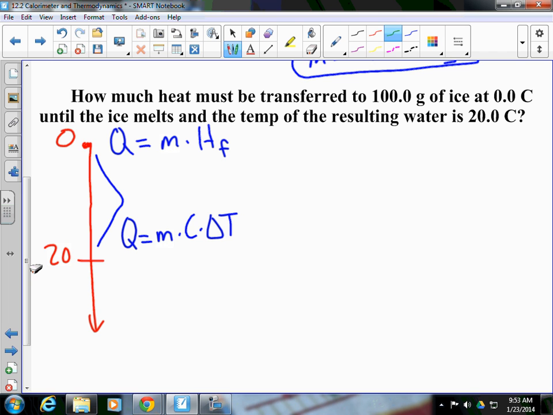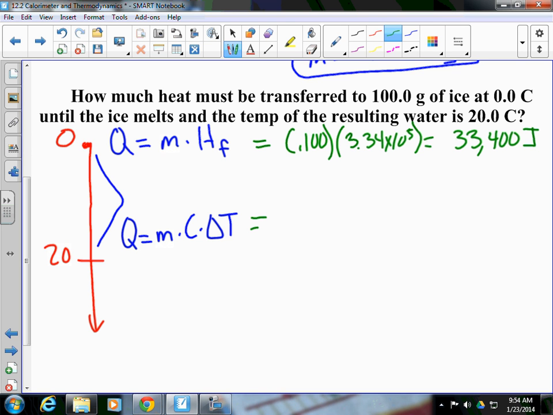So when we go ahead and plug in numbers, our mass is 0.100 times HF, which is 3.34 times 10 to the 5th. Multiply those together, and we get 33,400 joules. And that's the amount of heat required to melt 100 grams of ice into water.